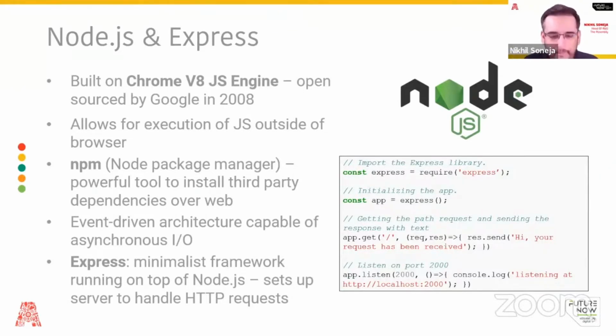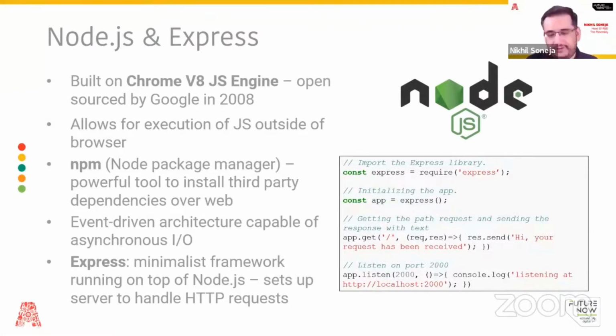Express is particularly great for working with Node because it's a minimalist framework that's developed on top of Node.js. It just sets up your web server. So you create a web server. You can see an example of Express here. This is the simplest thing. This is how you can set up a web server in Express with just a few things.